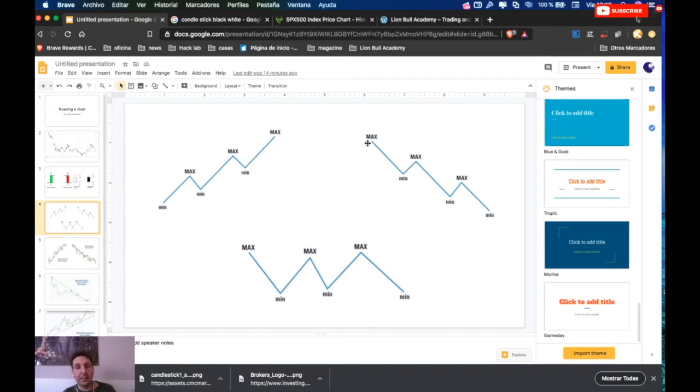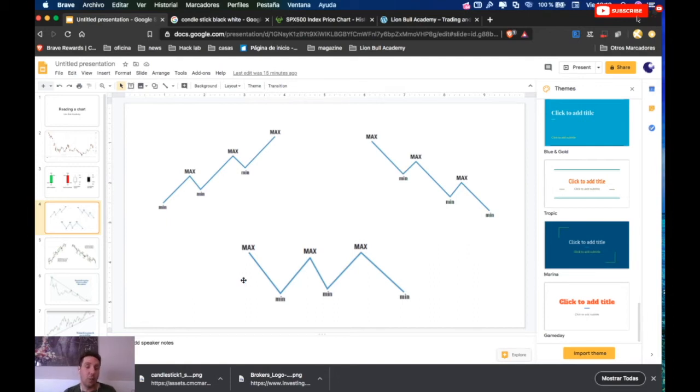When the price's maximums are always lower than the previous maximum, that shows us a downtrend, because also the minimums are lower than the previous minimums. That shows us a downtrend.